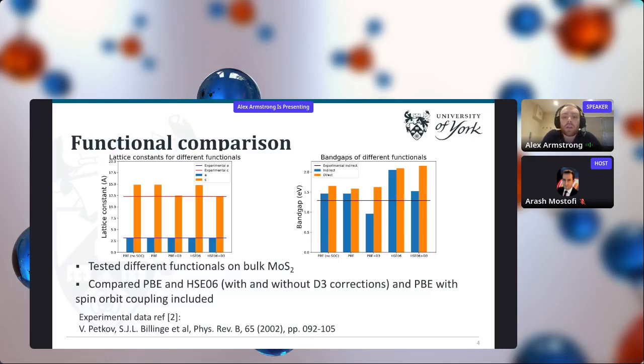Although the PBE is relatively close to this experimental data, the HSE06 plus D3 is slightly above, which is slightly better than being below, because what we're measuring here with DFT is the fundamental band gap, whereas experimentally you tend to measure the optical band gap, which includes the exciton binding energy. So the fundamental band gap should be slightly above what we measure experimentally. From this, we came to the conclusion that HSE06 plus D3 was the way to go.